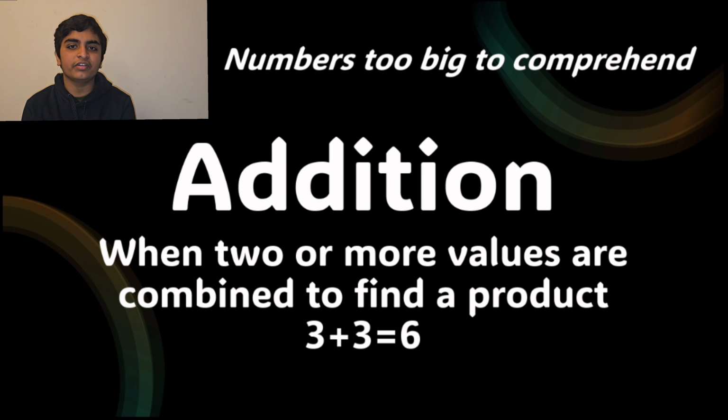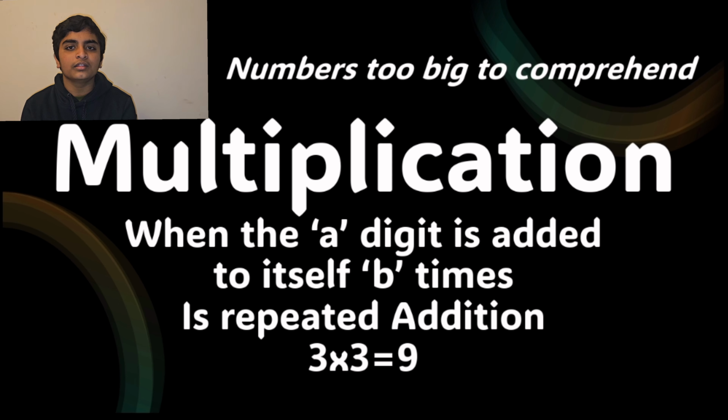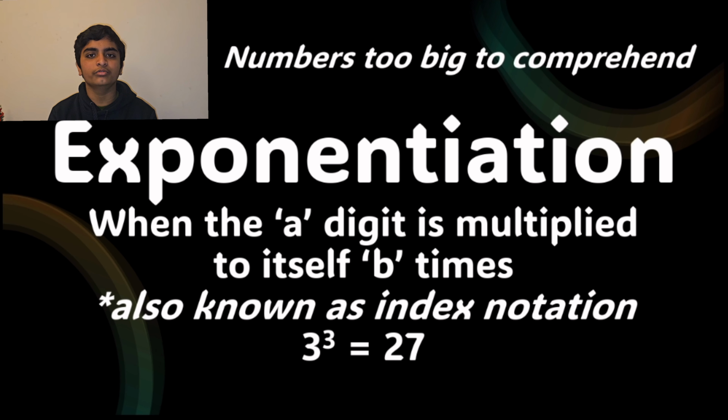The most basic arithmetic operation is addition, which is when you combine two values together to get a greater value. Example, 3 plus 3 equals 6. The next step about this is multiplication, which is when the digit a is added to itself b times. Example, 3 times 3 equals 9. The next is exponentiation, which is repeated multiplication and also known as index notation. 3 to the power of 3 is 27.